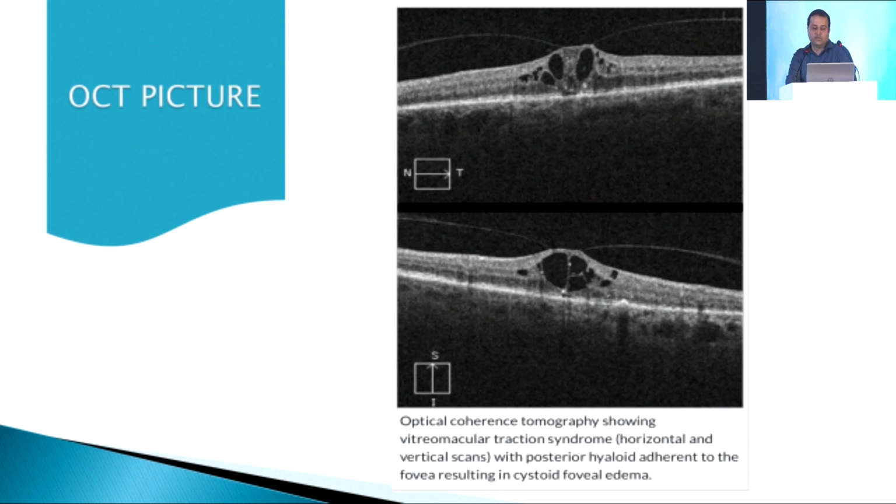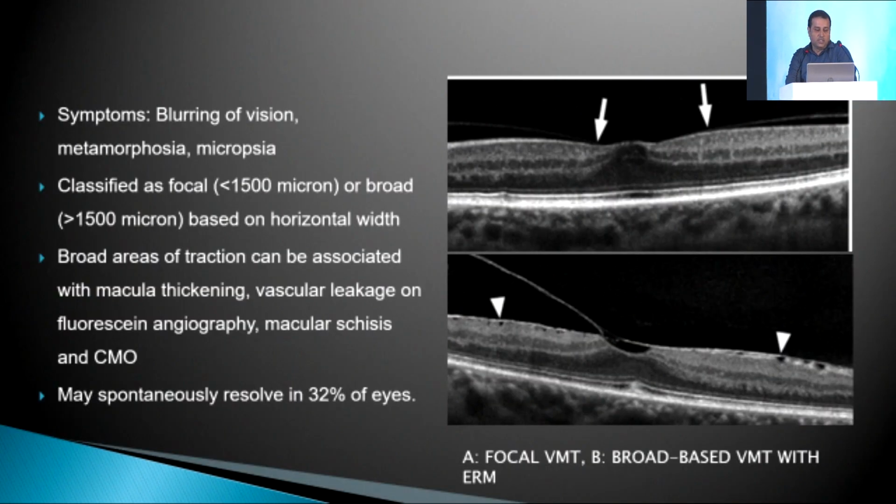So this is a case of vitreomacular traction. They are again divided into focal and broad, depending on the size. These are usually associated with macular thickening and vascular leakage. If you do the angiography, they will leak, and they can lead to macular edema and CME.